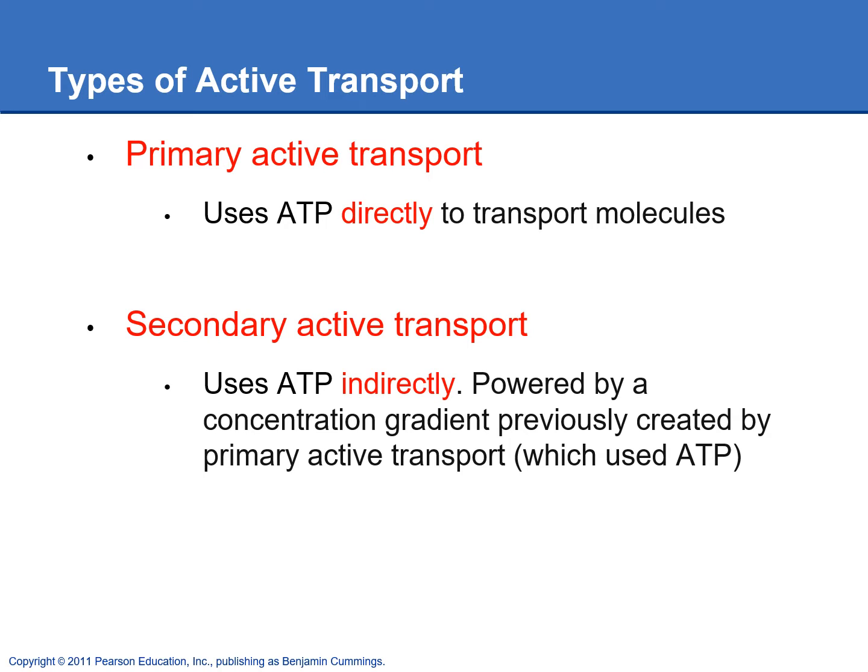There's two different types of active transport. We have primary active transport, which is going to be directly using energy. And then we have secondary active transport, which is going to be using energy indirectly.